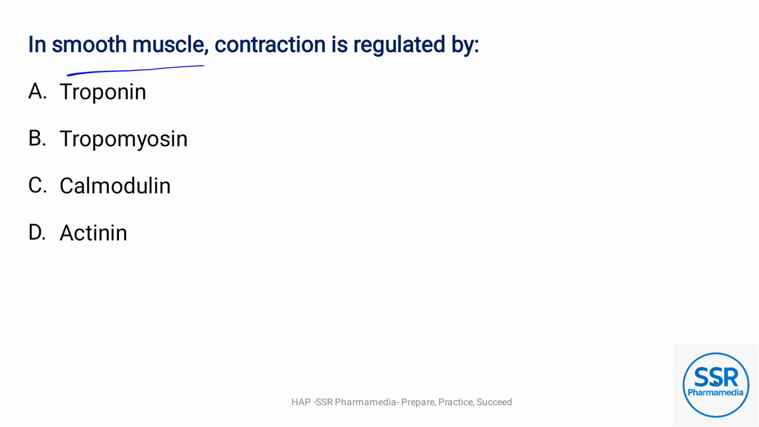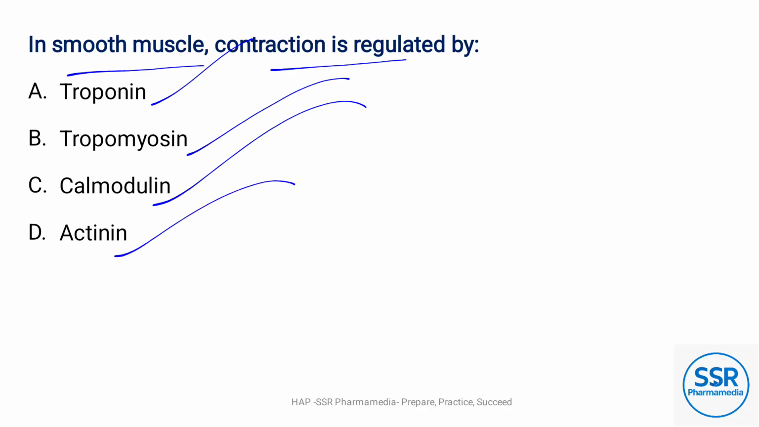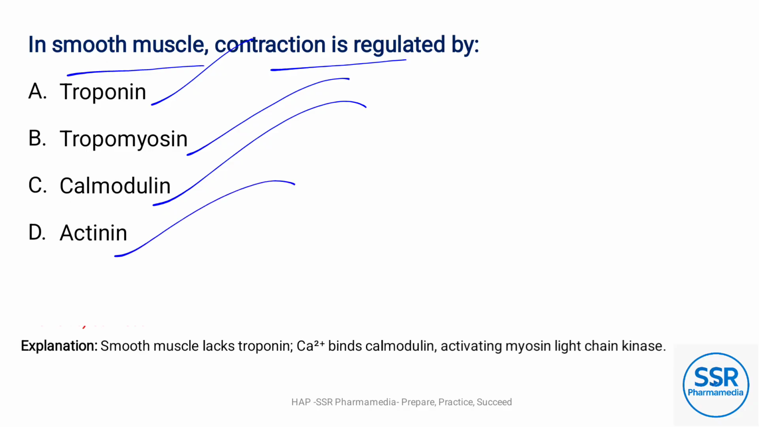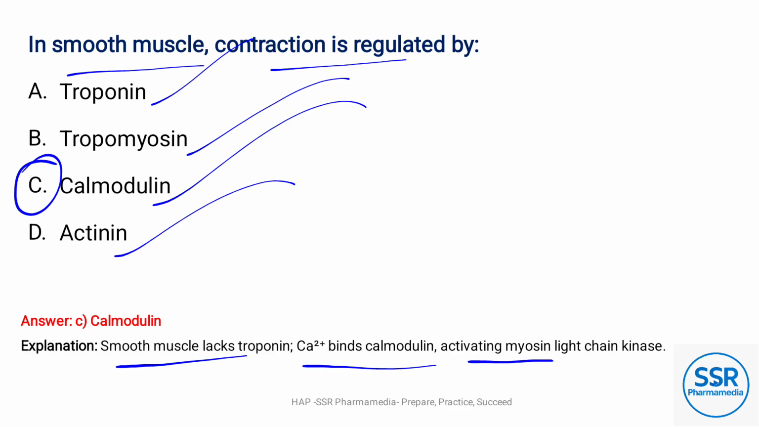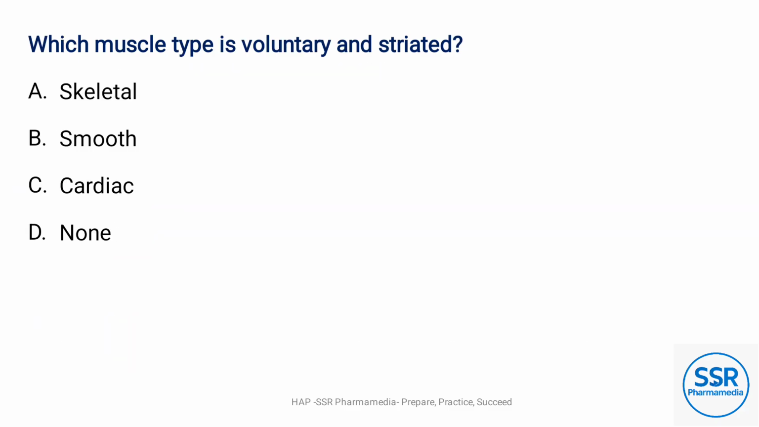Next, in smooth muscles, contraction is regulated by: option A, troponin; option B, tropomyosin; option C, calmodulin; option D, actinin. So the answer is option C, calmodulin. Smooth muscle lacks troponin, and calcium binds calmodulin, activating myosin light chain kinase.